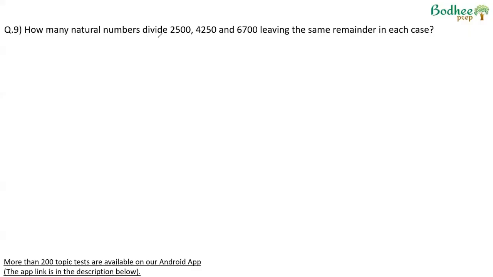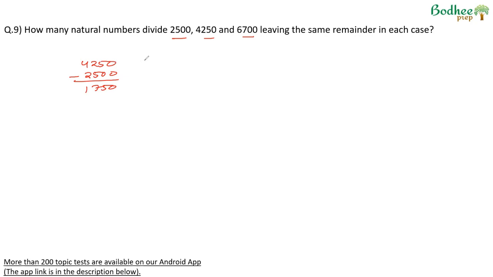How many natural numbers divide 2500, 4250, 6700, leaving the same remainder in each case? To find the numbers that leave the same remainder, we take the difference of two numbers at a time, that is, a pair of numbers out of these three. So we take the difference of 4250 minus 2500. This will come out to 1750.